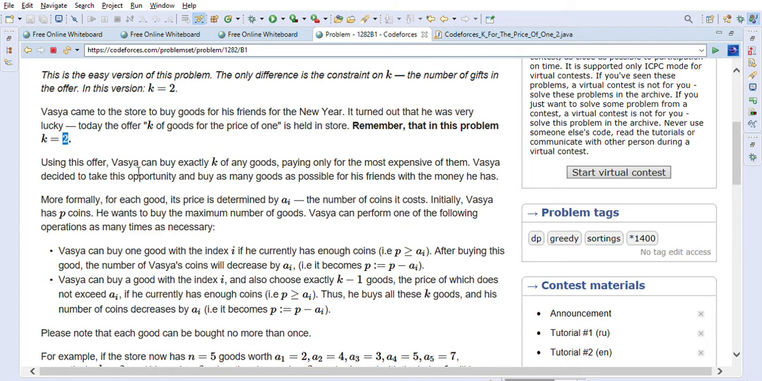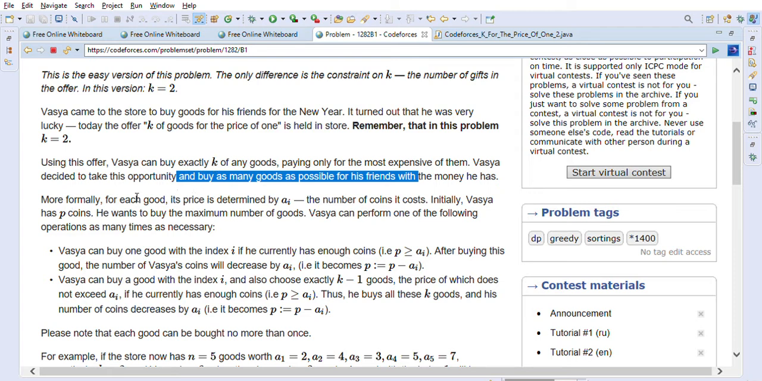Using this offer, Vasya can buy exactly K of any goods, paying only for the most expensive of them. Vasya decided to take this opportunity and buy as many goods as possible for his friends with the money he has. So basically what it means is, let's say there is an item of $10 and a cheaper item of $5. If he is buying the $10 item, then he can automatically get the $5 item for free, right? So that's what it means.